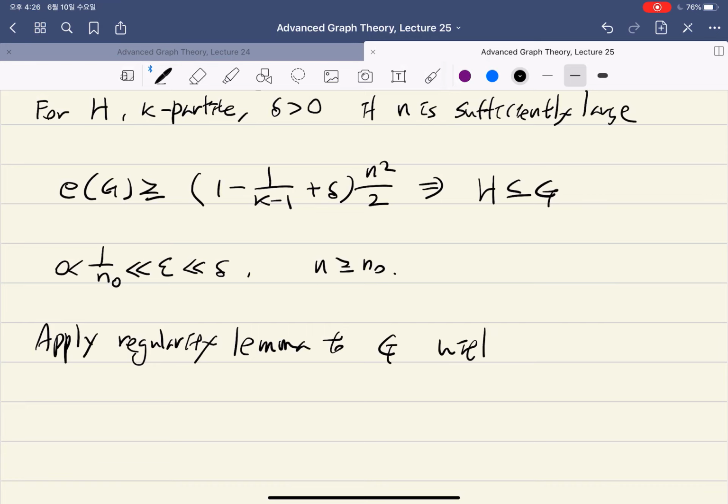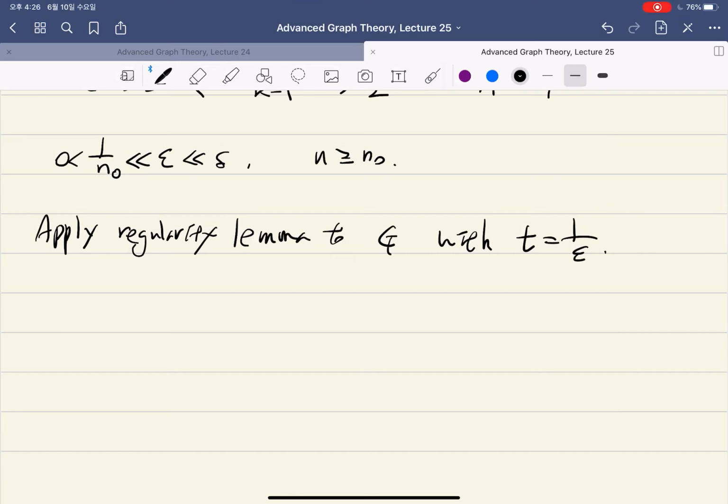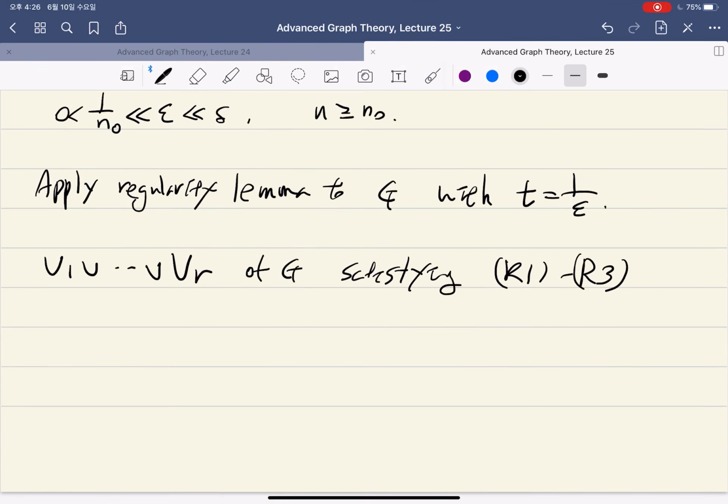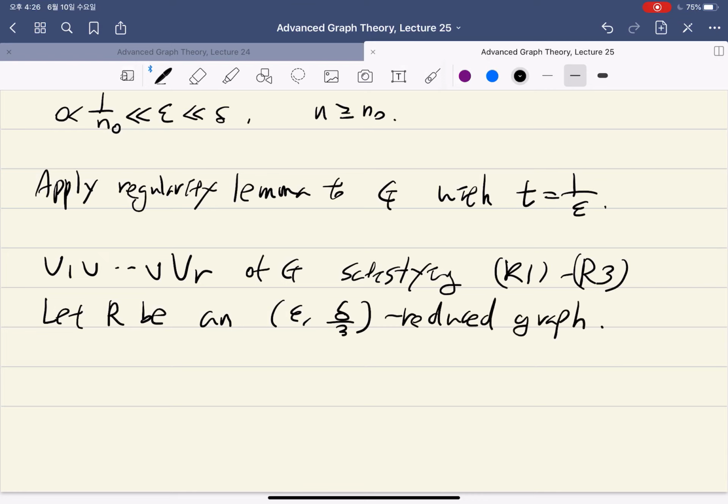to G with, say, t being 1 over epsilon. Then we get an epsilon-regular partition P1 through PR of G satisfying R1 to R3, and let R be an epsilon, delta over 3, say, reduced graph. Let's say delta over 4.